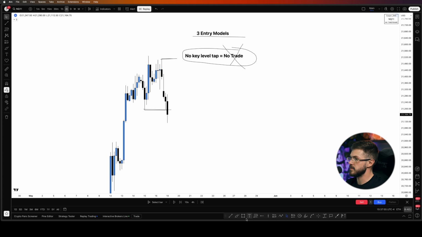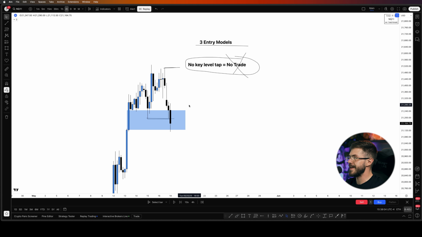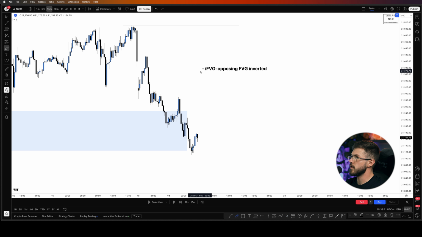Now, another thing to keep in mind here is not only that, but we're also trading inside of this bullish fair value gap. So if the market has traded into 2 key levels, at that time, you could then scale down to the lower time frames to look for a trade. So the first entry model we're going to talk about is the inverted fair value gap.